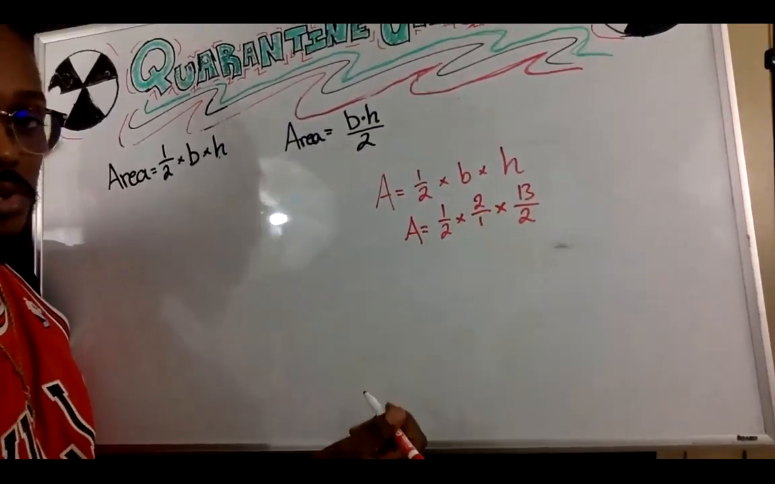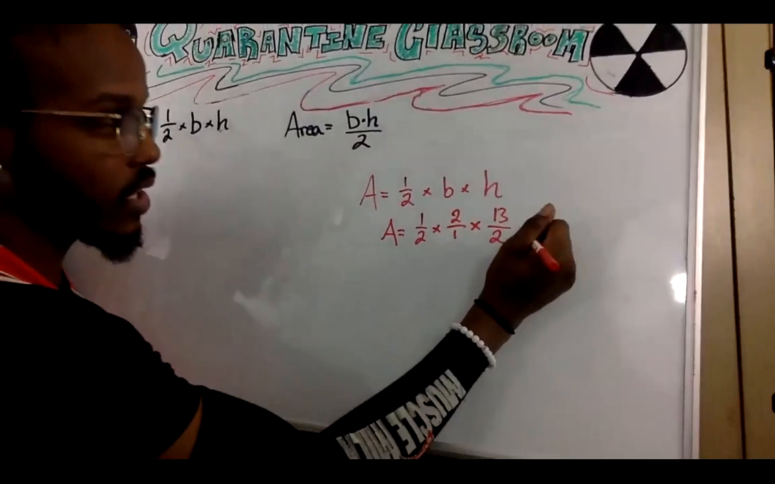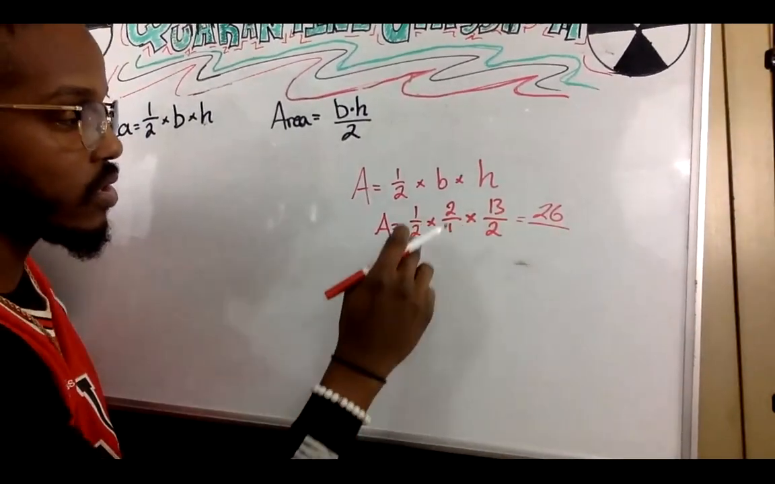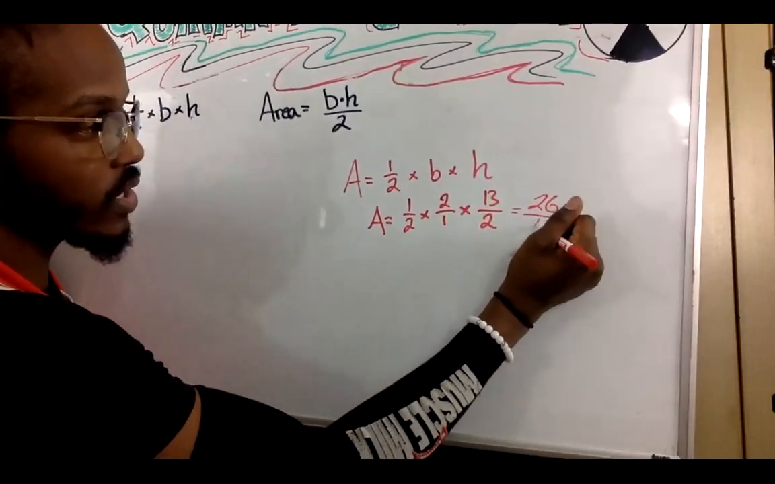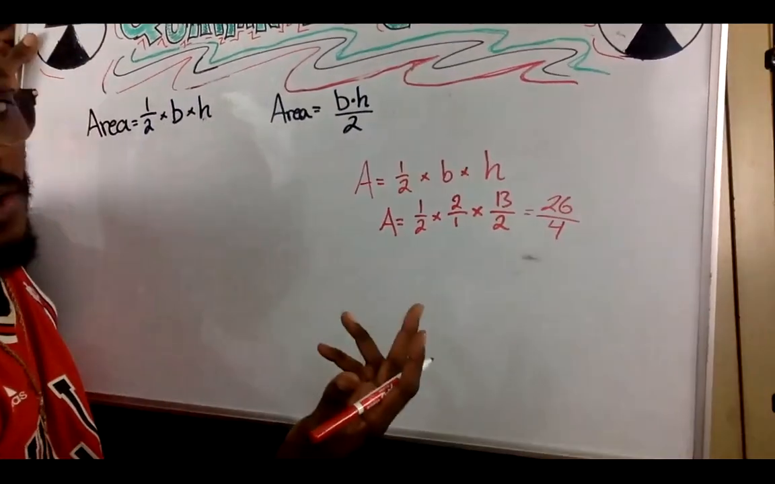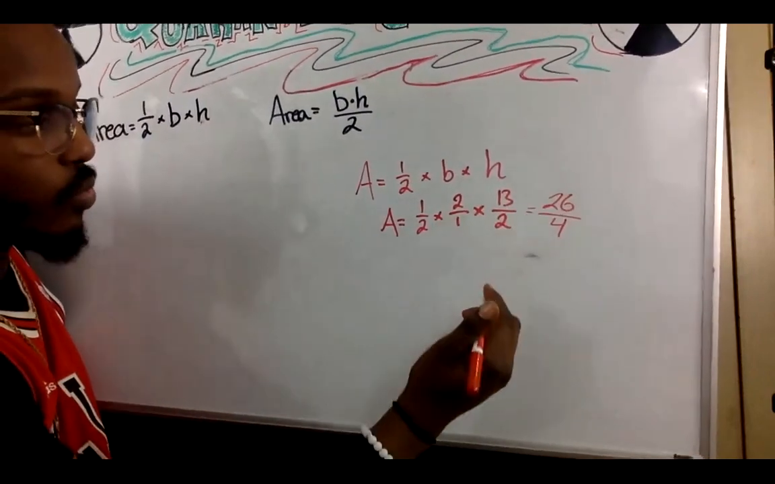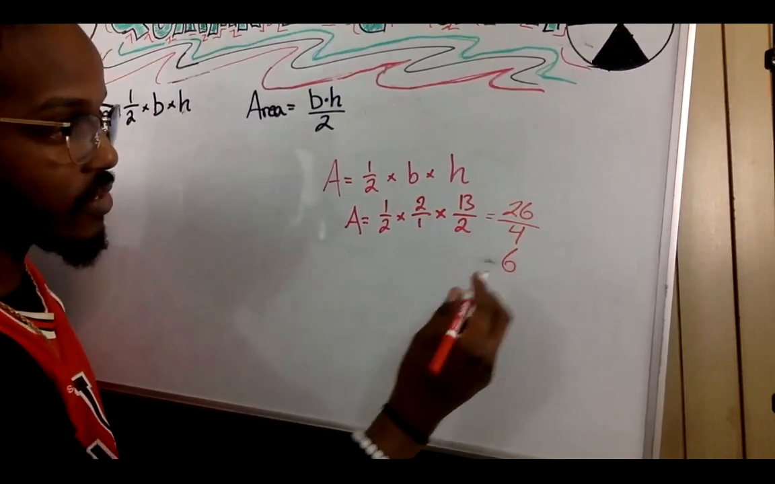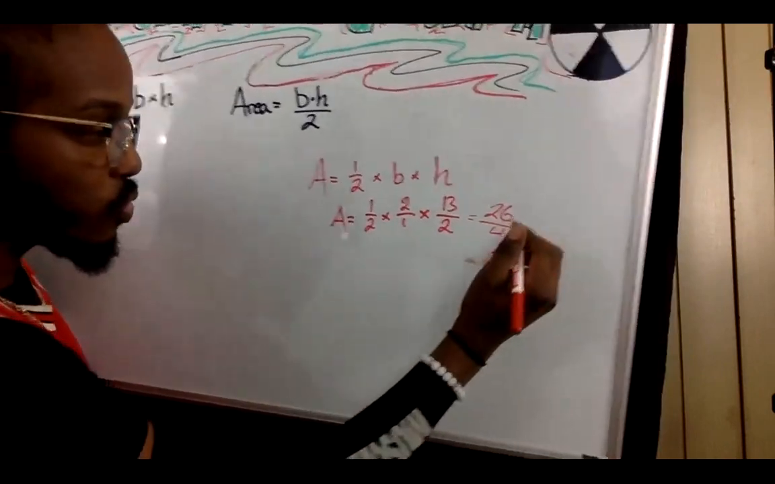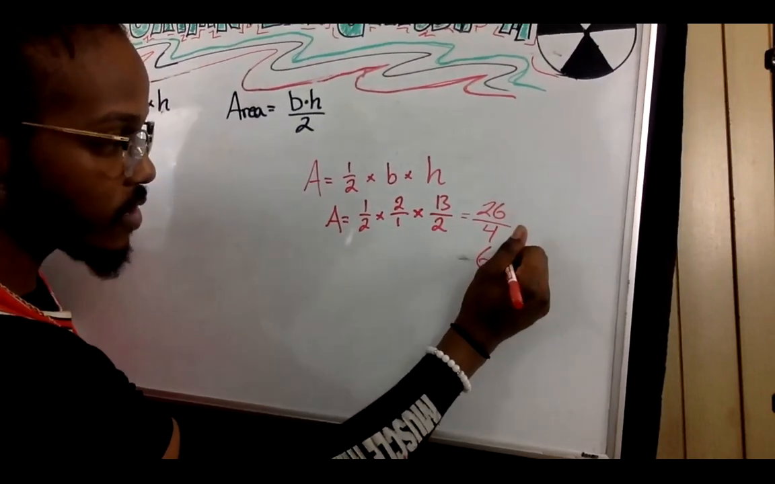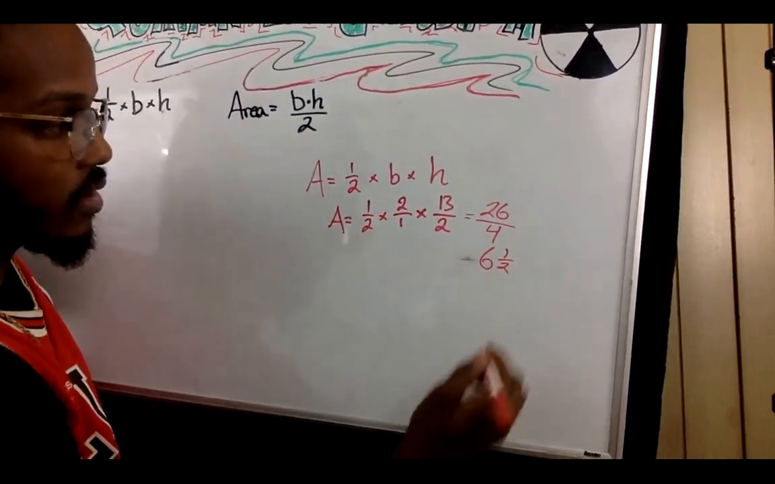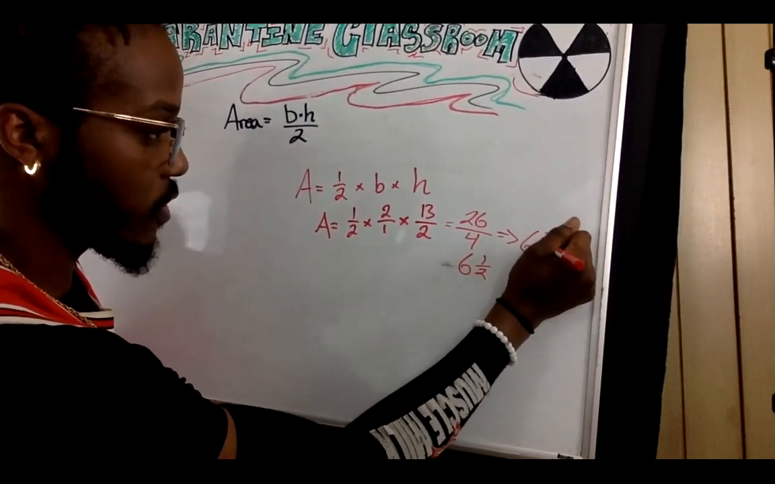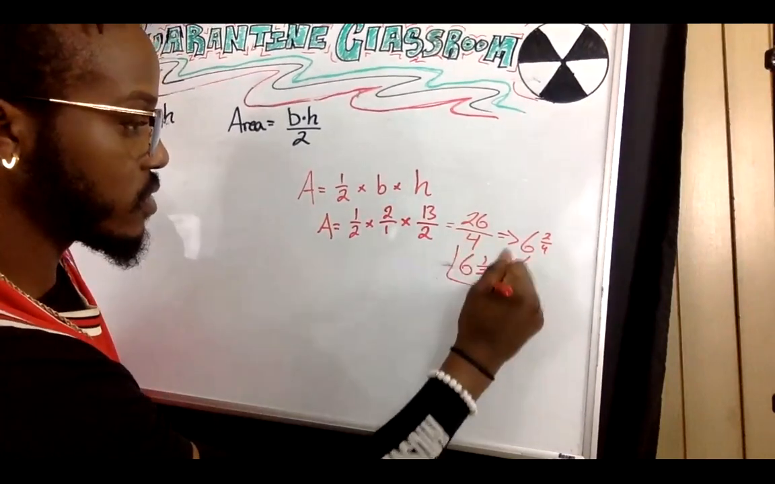1 times 2 is 2. 2 times 13 is 26. 2 times 1 is 2. 2 times 2 is 4. So I have 26/4. And then I know that I can simplify this more. 4 goes into 26 6 times. And then I have, so 6 times 4 is 24. And then I have 2/4 left. But 2/4 simplifies to 1/2. So I'll say 6 and 2/4. And then that simplifies to 6 and 1/2.